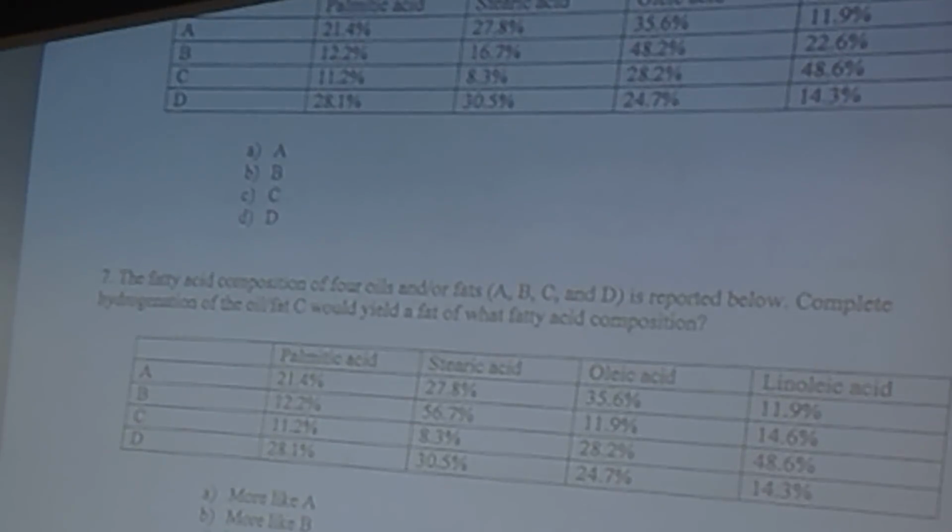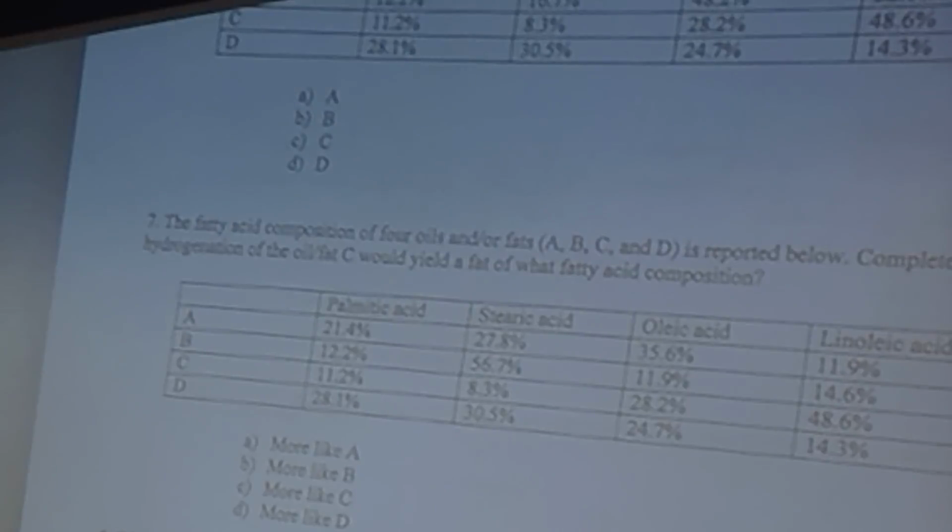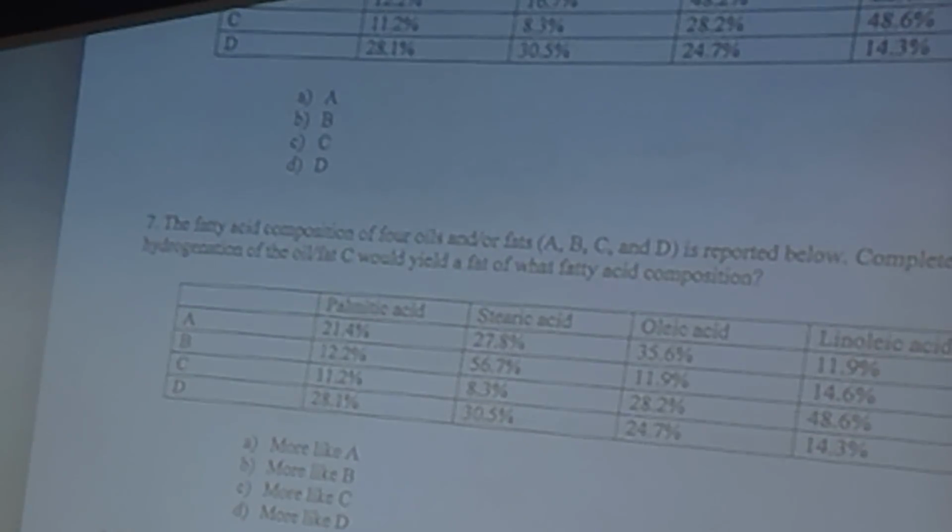Now, what is the question? Complete hydrogenation of the oil or fat C. So if we take the fat or oil C and do the hydrogenation, what is going to happen? That is the question. With complete hydrogenation, all the unsaturated fatty acids will be converted to saturated fatty acids, right?